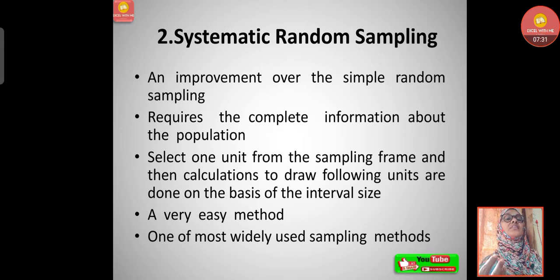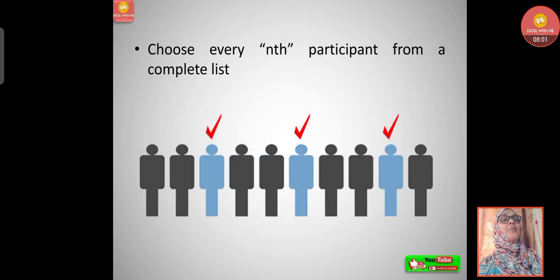However you want, you can take that technique. Then the second one, systematic random sampling, an improvement over simple random sampling that requires complete information about the population. It is the improvement over the previous, that is simple random sampling: select one unit from the sampling frame and then calculations to draw following units are done on the basis of the interval size. A very easy method, one of the most widely used sampling methods.